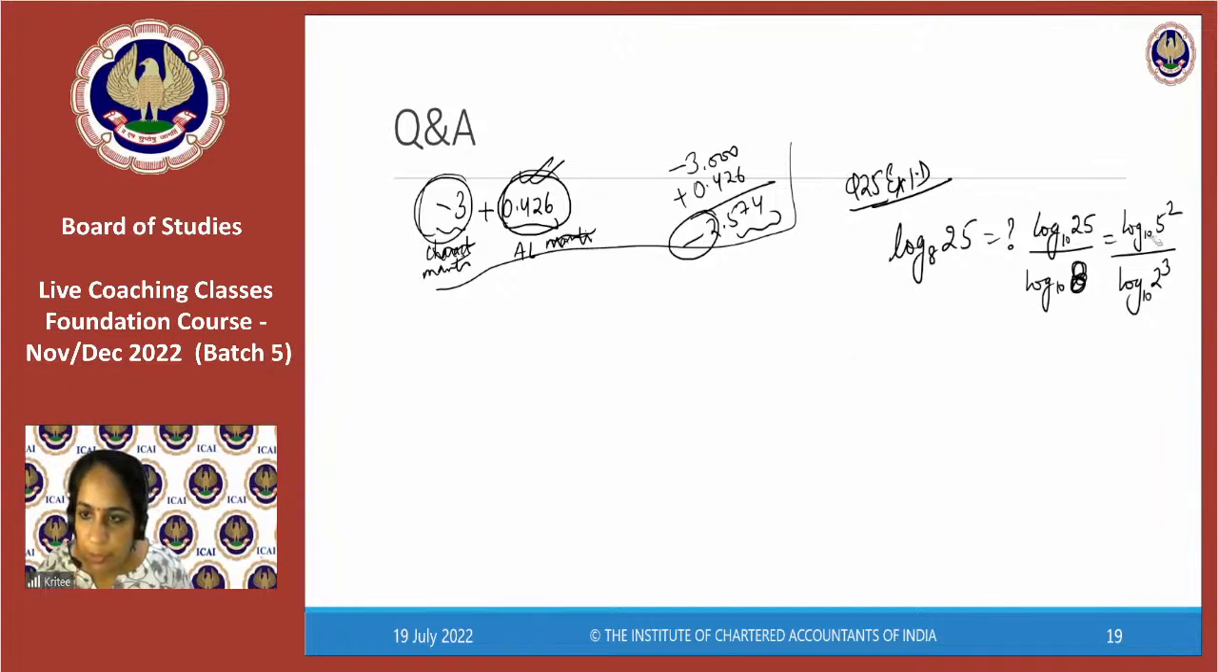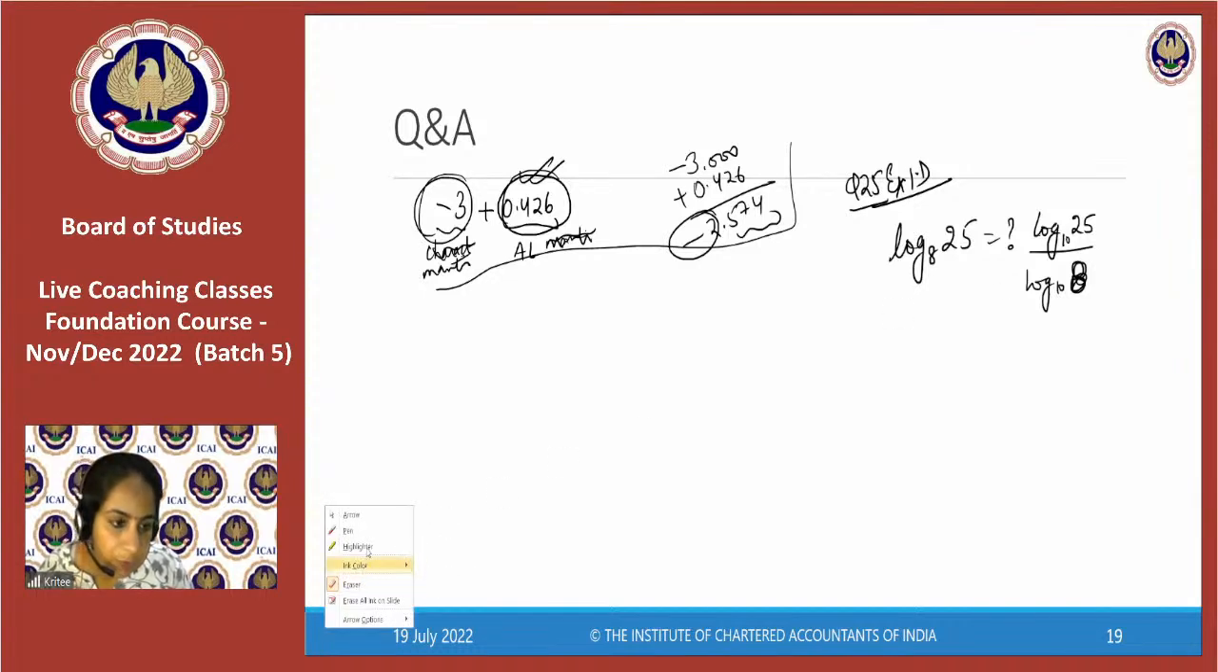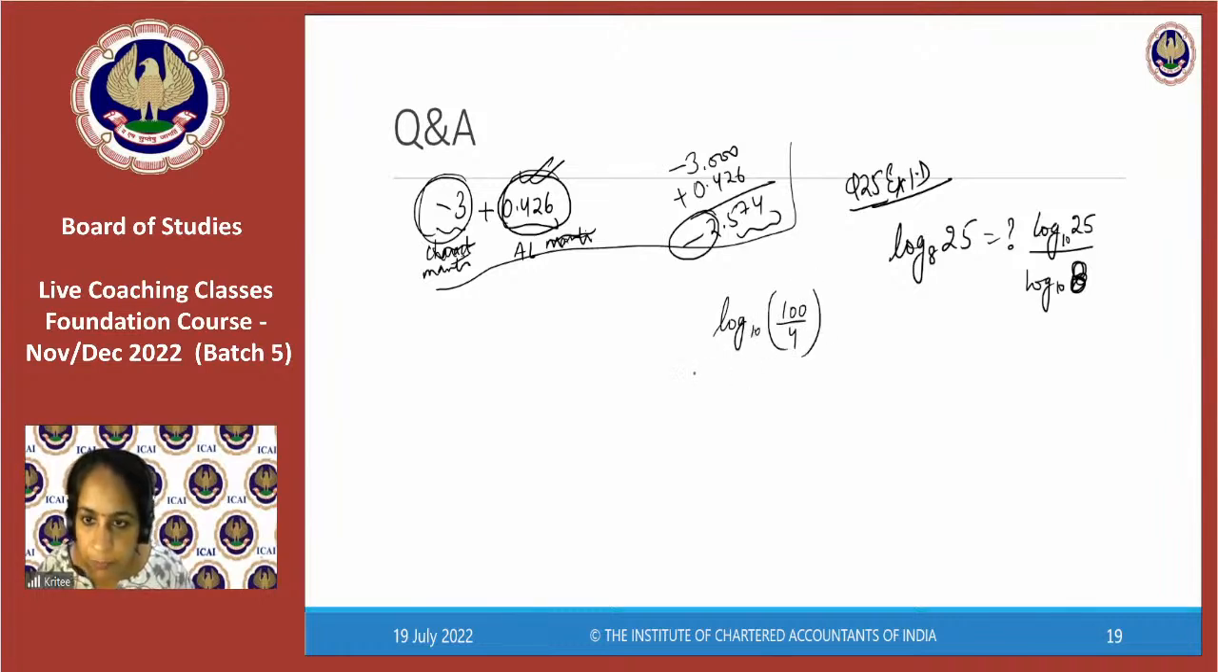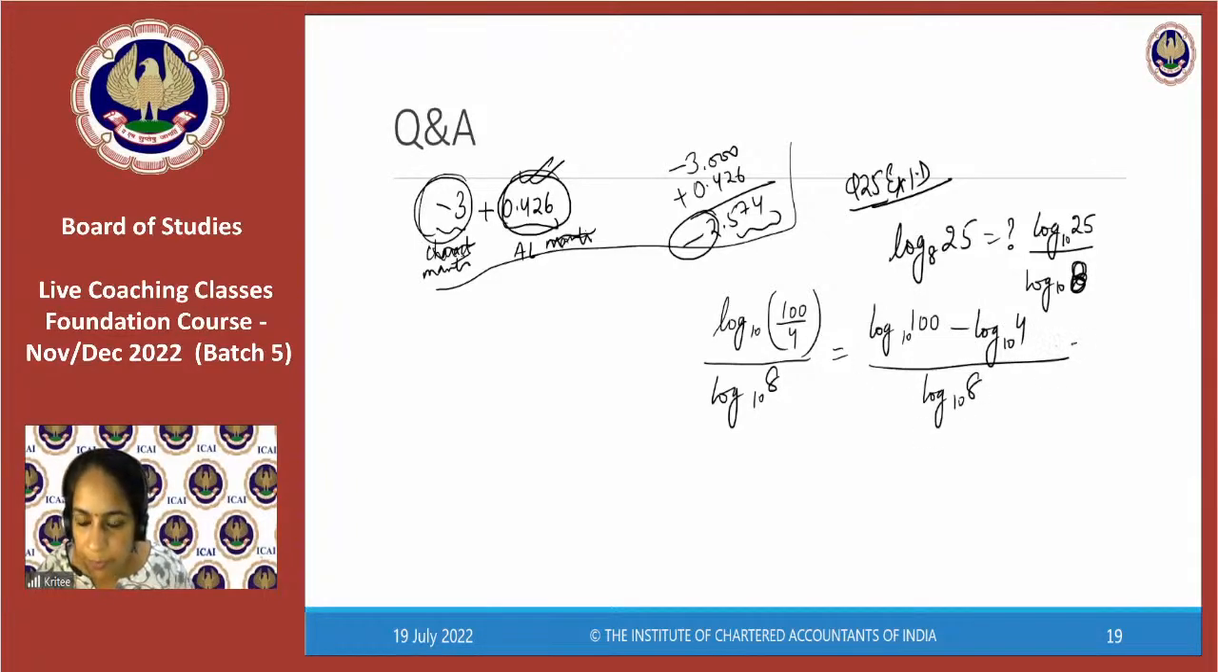So I hope this is something you have understood. We are changing the base. Okay. I know the value for log 10. So what I can do is write 25 as 100 by 4, to the base 10. And divide by log 8 to the base 10. This can be written as log 100 to the base 10 minus log 4 to the base 10, whole upon log 8 to the base 10.